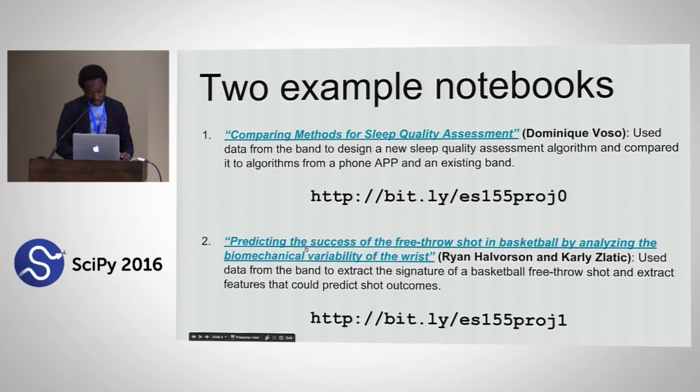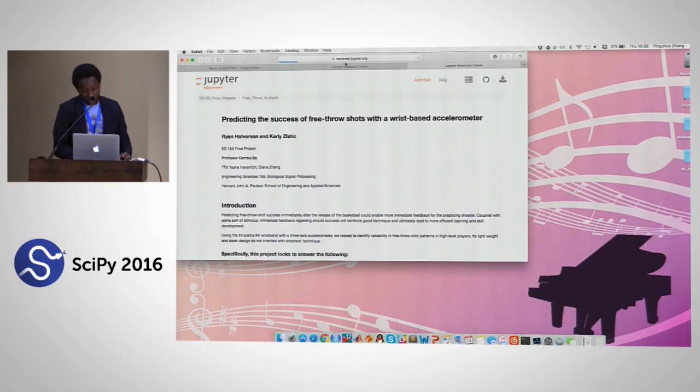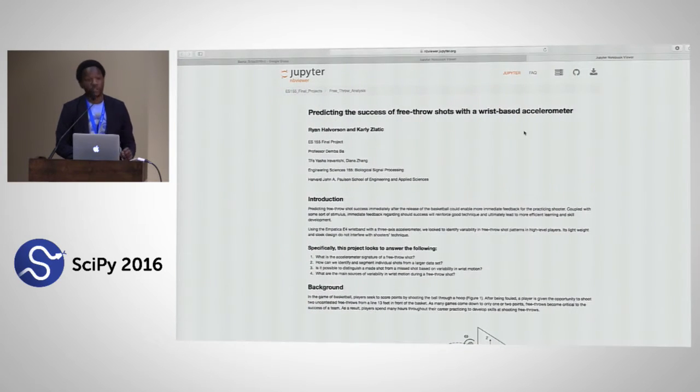So the other notebook that I want to show you, and hopefully I can get back to the slides after showing you this one, is almost my most favorite of the projects. The interesting thing, once you put these tools together and package them and put them in the hands of the students, is that they come up with ideas that I would not have come up with on my own. This is a project by two students, Ryan Halverson and Carly Zlatic, both of them athletes. Ryan is on the varsity football team, Carly is on the varsity soccer team.